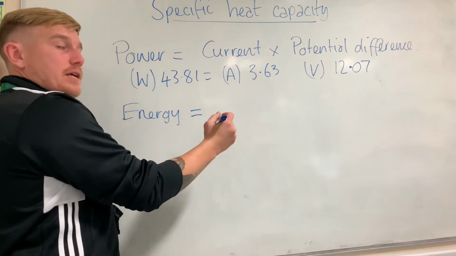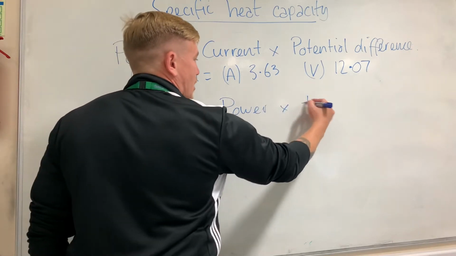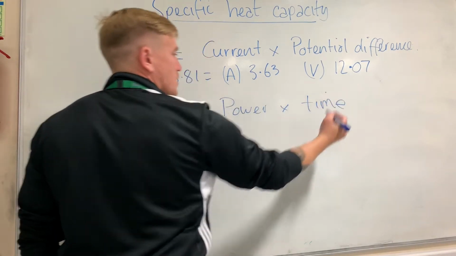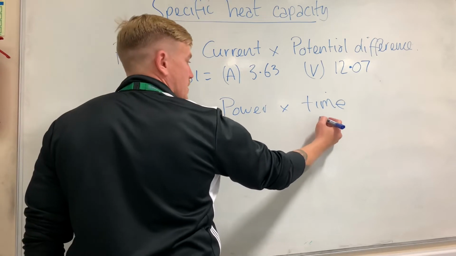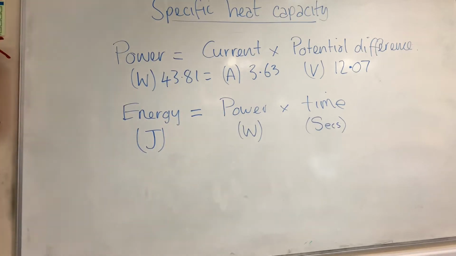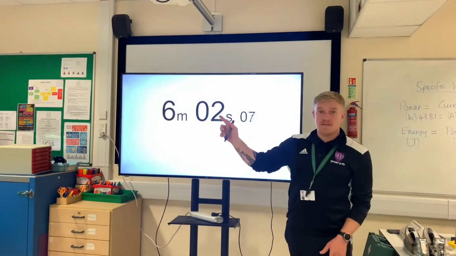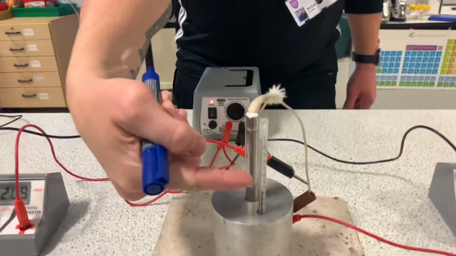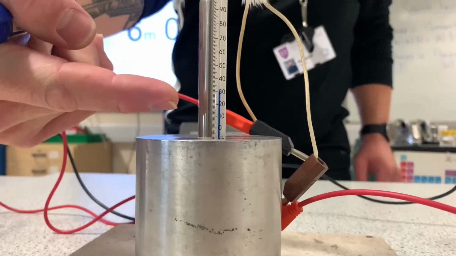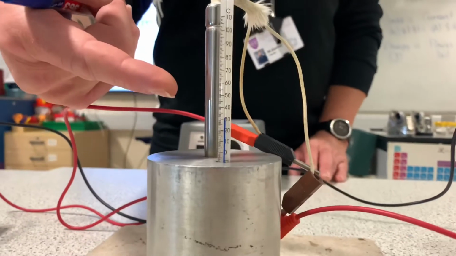So the next thing we need to work out will be our energy, the energy used over the time that we've taken. So we are going to use the power, the watt measurement, and the time that we took. Power being in watts, time being in seconds. And our energy measurement is going to be in joules. So the heater has been running now for 6 minutes, and we're going to take a temperature measurement from our thermometer. It's reading 32 degrees Celsius at the moment.